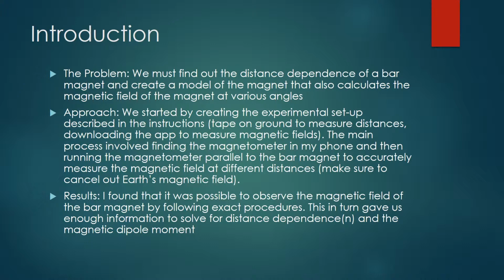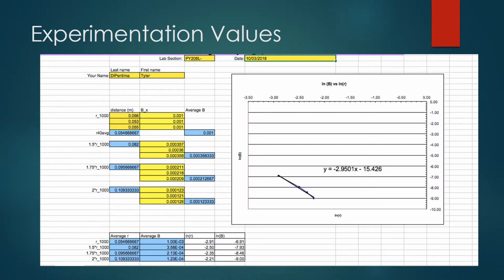In the end, I found that we were able to actually calculate the distance dependence n and the magnetic dipole moment of this system. These values are highlighted on some later slides. On this slide, you can see the experimental values that I calculated throughout the experiment. On the left, you can find the R vectors that actually represent the distance that the magnetometer was from the bar magnet. And 2 columns over to the right, you can see the average magnetic field values associated with these distances.